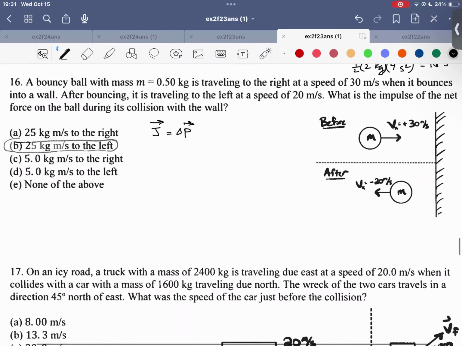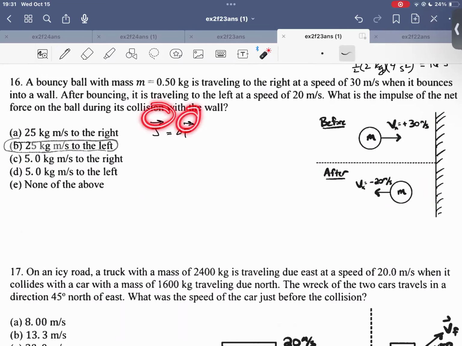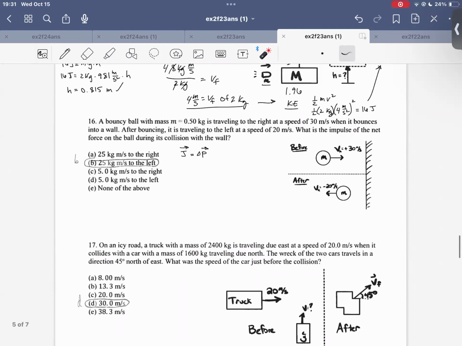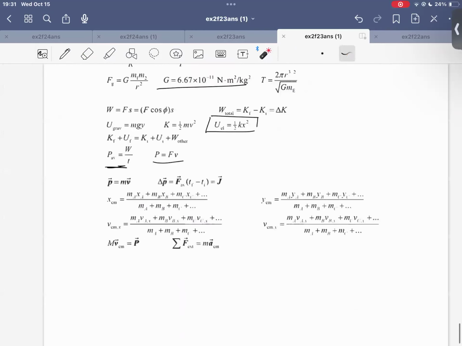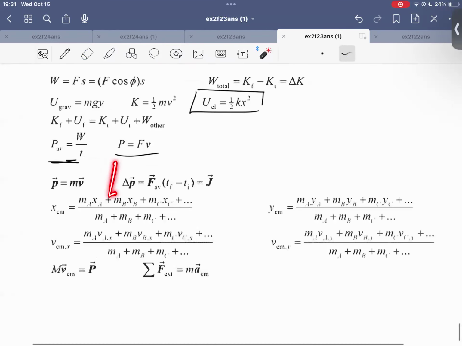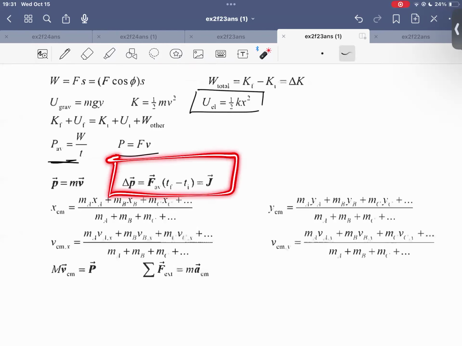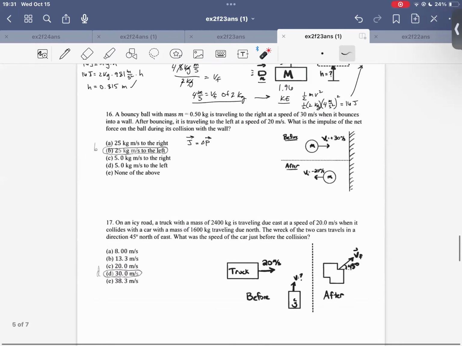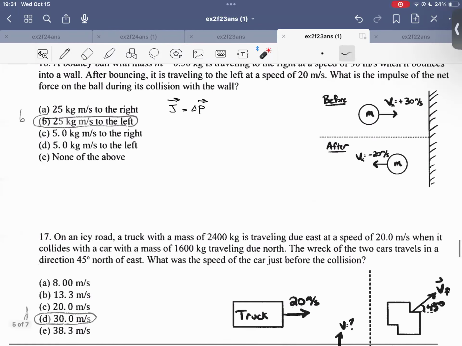And the little arrow on the top is just telling you that they're vectors, so you have to include direction when dealing with impulse. On your formula sheet, it's this formula right here. But it turns out it's not as difficult as it looks.